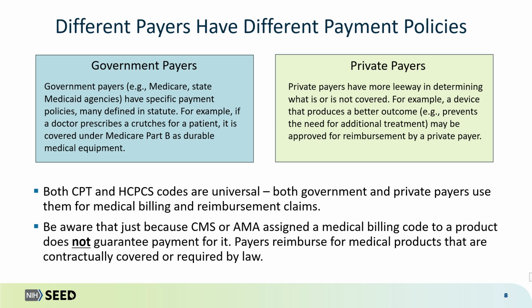impossible. More likely that you can negotiate with the private payers because they have more leeway in determining what is or is not covered. A device that produces a better outcome, prevents the need for additional treatment, may be approved for reimbursement by a private payer, but may in fact not be reimbursed by a government payer, particularly if it is sort of a preventative device.